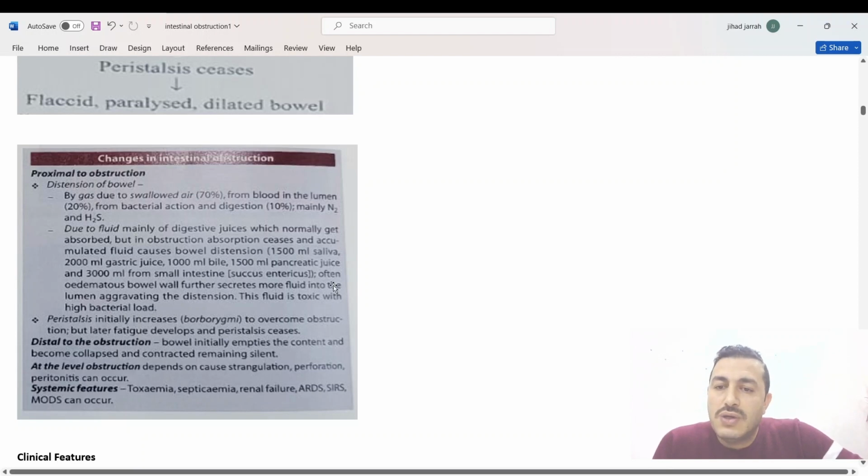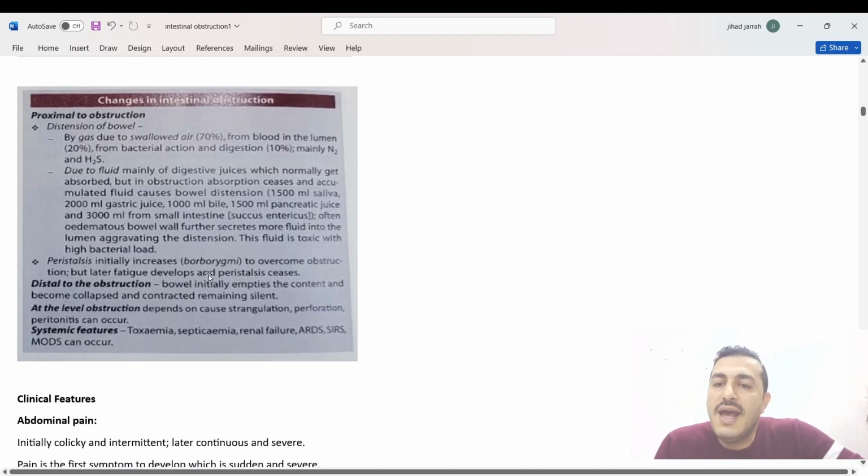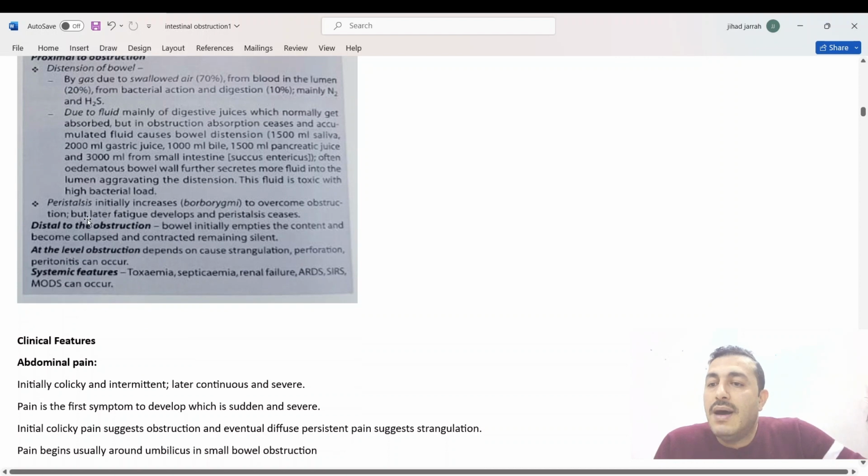And here, actually, in the lecture of IV fluid, we discussed that saliva is secreted at a rate of about 1,500, gastric juice about 2 liters, bile about 500 to 1,000 milliliters, etc. All of these are accumulated proximal to the site of obstruction. And stasis leads to toxic buildup.